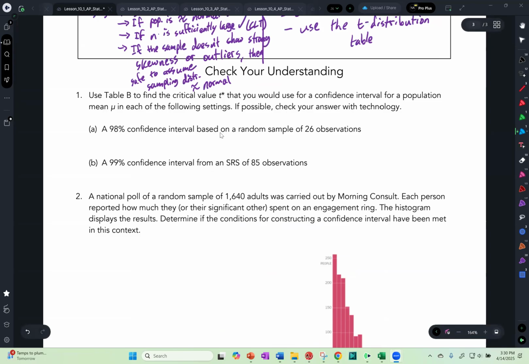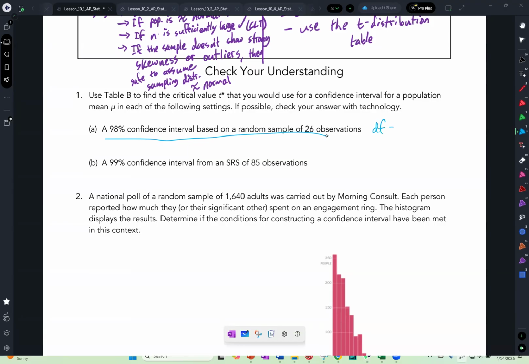Use table B to find the critical value t star that you would use for a confidence interval for a population mean in the following settings. If possible, check your answer with technology. So a, a 98% confidence interval with a sample size of 26. Don't forget, that means my degrees of freedom is quite simply 26 minus 1, 25.